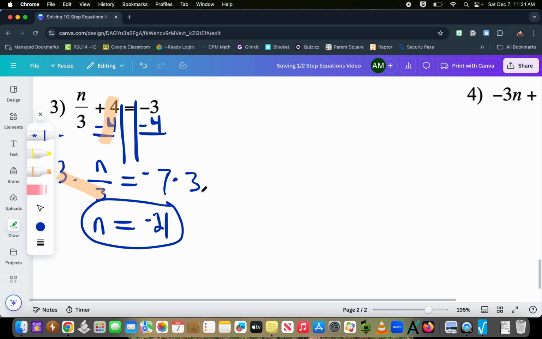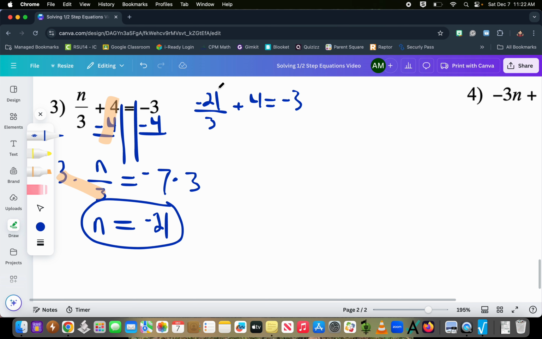Taking our answer and substituting it back in to see if what we found was correct. So we have negative 21 divided by 3 plus 4 equals negative 3.